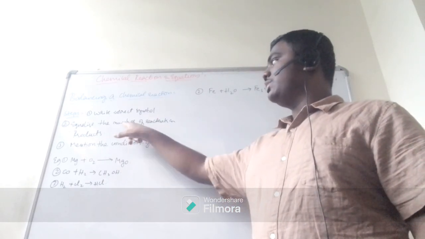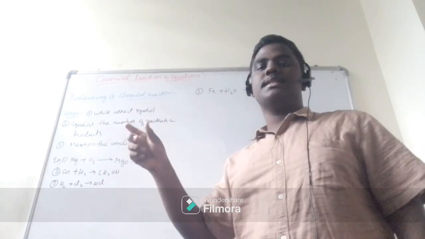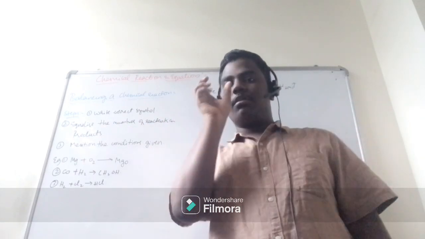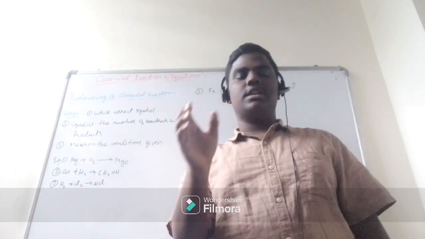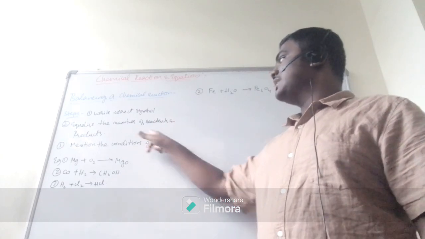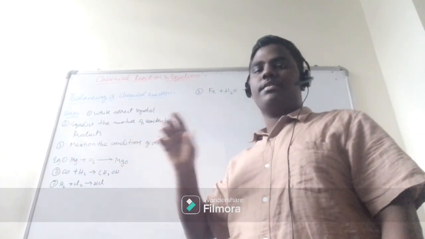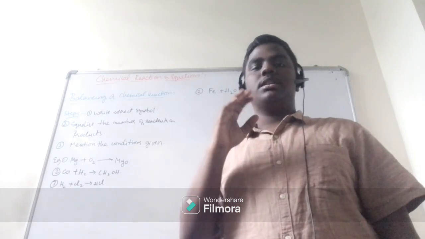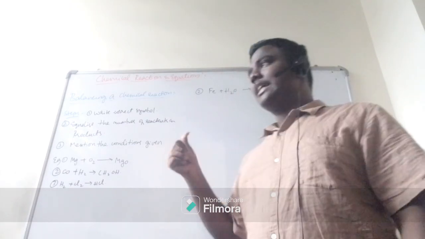And then we have to equalize the number of reactants and products. This is the main principle that we will be following, that is, the number of atoms on the reactant side and product side should be equal. And then we have to mention the different conditions, like wherever a precipitate is formed or there is a change in color or state, that we have to mention.